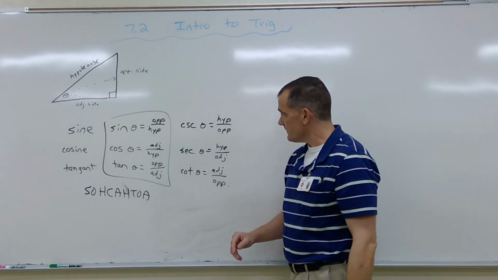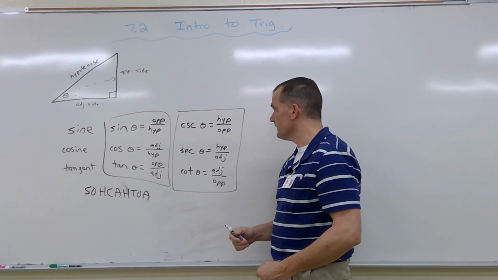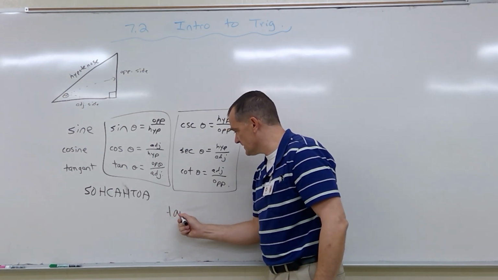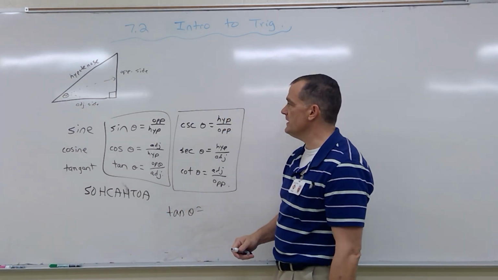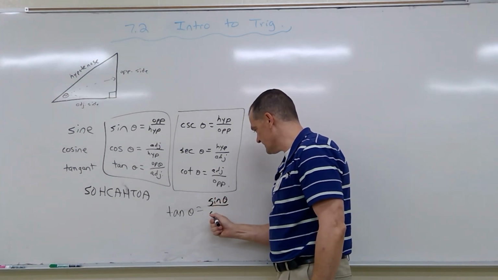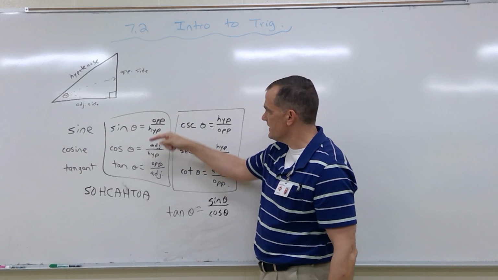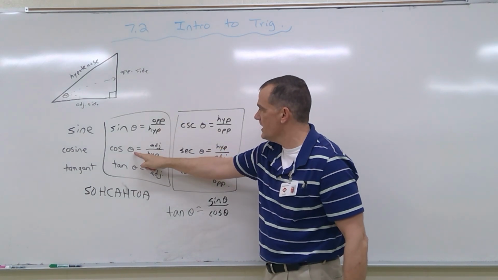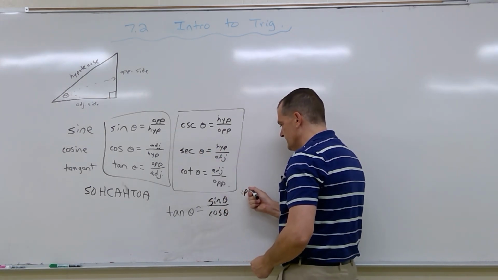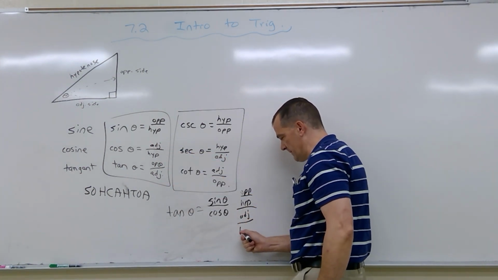Oh, look at this. Since we have these three, which are called the reciprocal identities, which are really cool, tangent is opposite over adjacent. Here's what's really cool. Tangent is actually also equal to sine over cosine. You're going, how did you get that? Well, if tangent is opposite over adjacent, and sine is opposite over hypotenuse, cosine is adjacent over hypotenuse, watch what I do. Sine was opposite over hypotenuse, cosine is adjacent over hypotenuse.